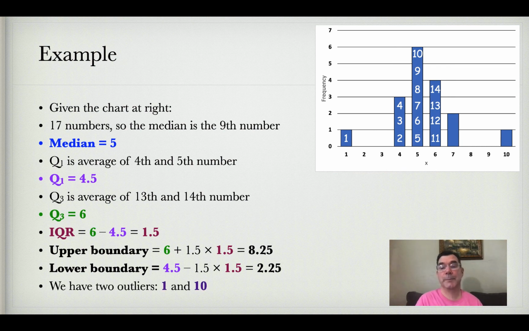So I have two of them. I have 10, which is the highest number. That's bigger than 8.25. And I have a response of 1. That's lower than 2.25. So both of those are outliers. So that's a quick way to identify any outliers in a list of numbers by calculating the median, the quartiles, and the interquartile range.